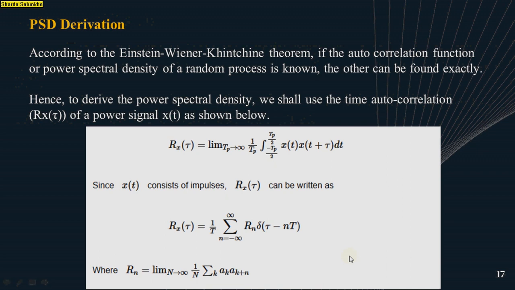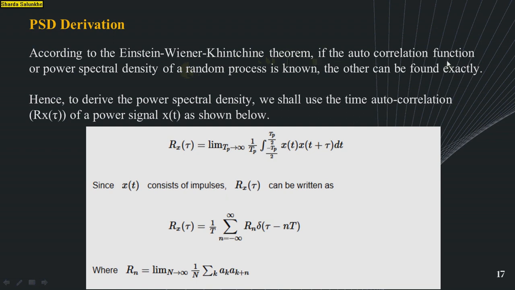Power spectral density derivation. According to the Einstein-Wiener theorem, if the autocorrelation function or power spectral density of a random process is known, the other can be found exactly. Hence, to derive the power spectral density, we shall use the time autocorrelation, that is Rx(τ), of the power signal x(t) as shown in the figure. So Rx(τ) is the limit Tp to infinity of 1/T integration from minus Tp/2 to plus Tp/2 of x(t) x(t+τ) dt.